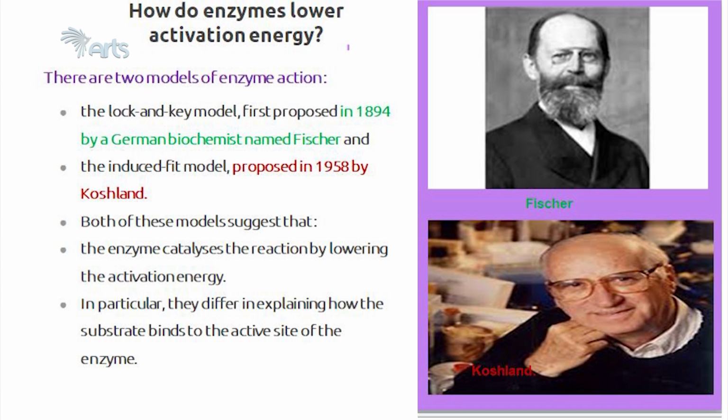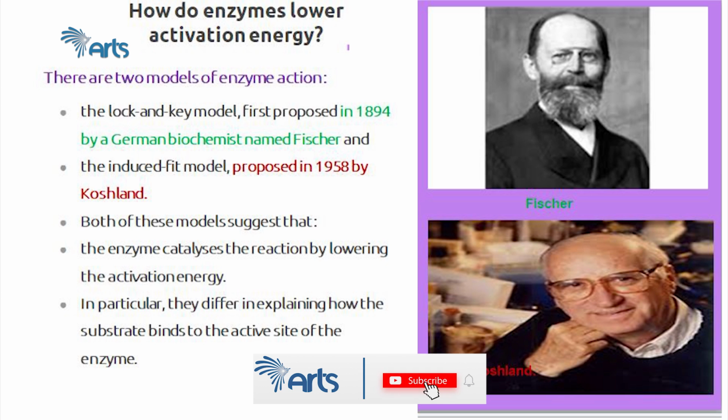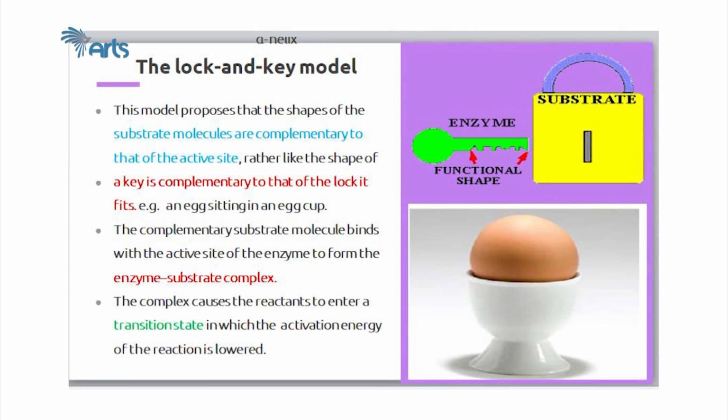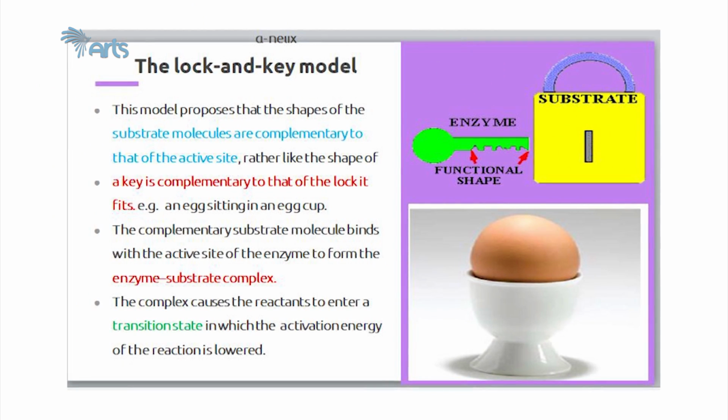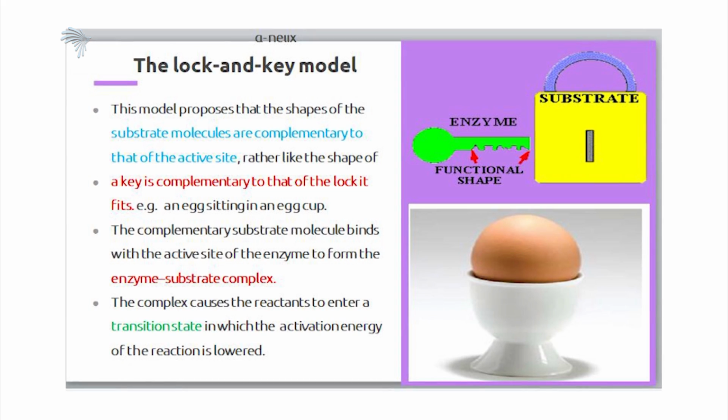Both of these models suggest that the enzyme catalyzes the reaction by lowering the activation energy. Whether it is the lock and key model or the induced fit model, their main activity is lowering the activation energy, so they can produce a product in a short period of time. In particular, they differ in explaining how the substrate binds to the active site of the enzyme. How do they bind with their active site? In this way, they differ.